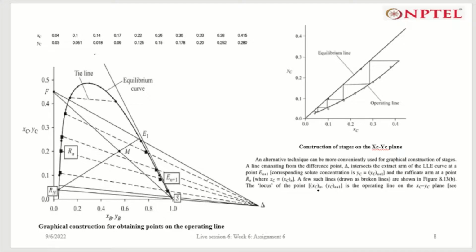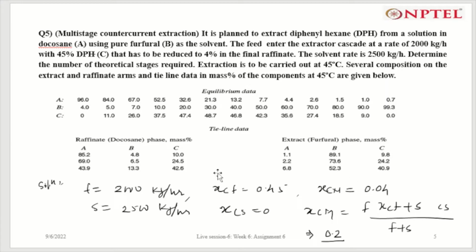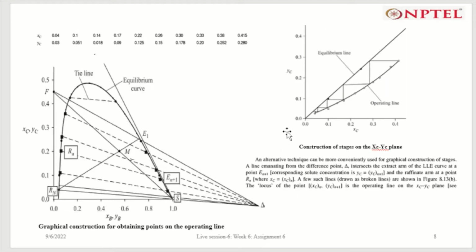The locus of the points xcn and ycn is the operating line on the xc-yc plane in these figures, and the set of xc and yc derived from these figures is used to draw the operating line on this figure. This is the operating line. This one is the equilibrium line. The equilibrium line is drawn using the given tie line data, and the operating line is also drawn based on the data given here.